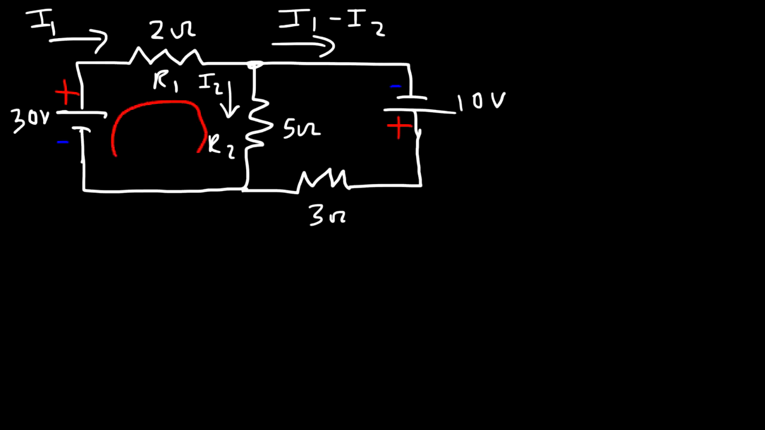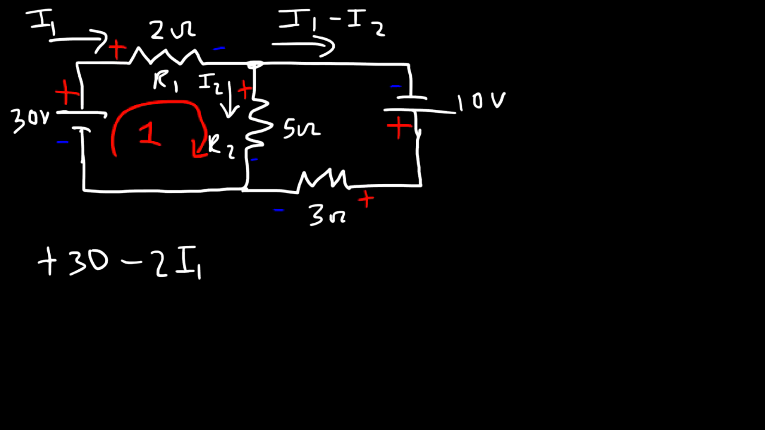So let's start with loop 1. So initially we're going in this direction towards the positive part of the battery. So that's going to be a voltage lift of 30. And based on the direction of the current, this is going to be positive, and this is going to be negative. So remember, the current flows from high potential to low potential. So now as we travel this way towards the resistor, we're going in the direction of I1 towards the lower potential. So that's going to be a voltage drop of 2 times I1. So I1 times the resistance of 2.